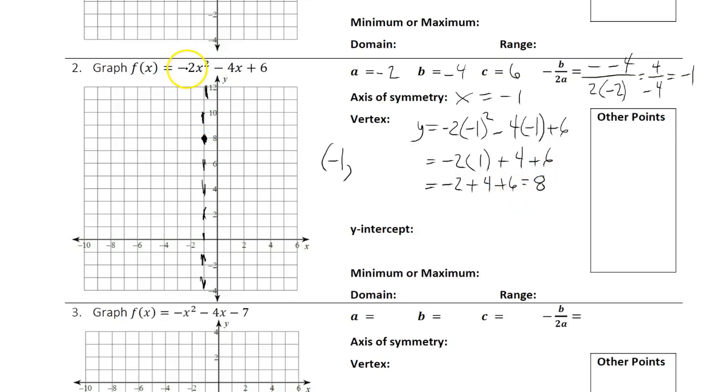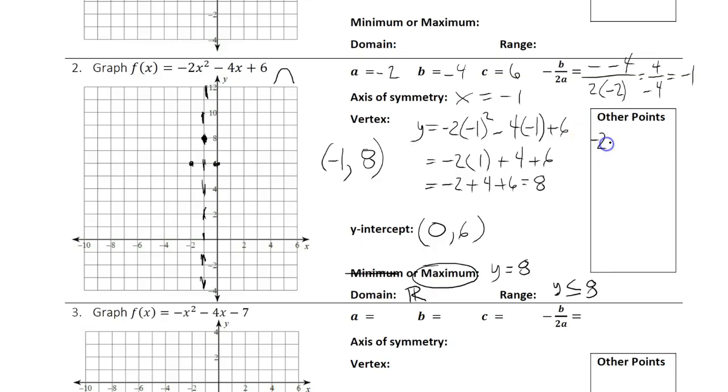When a is negative, the parabola is going to open downwards like this, and the vertex will be a maximum with the same value as the y of the vertex, so y equals 8. The y-intercept will be (0, c) as usual. Maximum is y equals 8, the y value of the vertex. The domain is always all real numbers. The range now goes down, so y is less than or equal to 8.